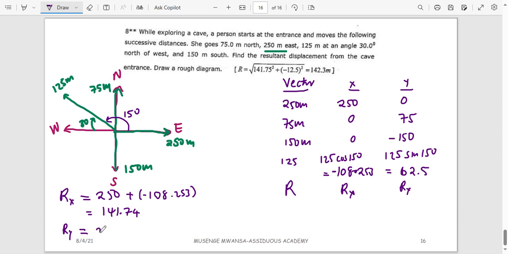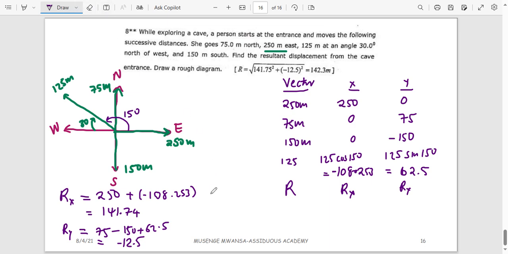Now we can find the resultant in the y. That is going to be 0 plus 75 plus negative 150 plus 62.5. So that is 75 minus 150 plus 62.5. That has given me a negative 12.5.